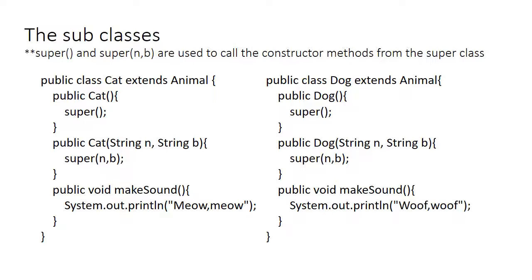Public cat, the other constructor, and public dog, the other constructor, the one with 2 arguments, uses super as well, and it uses the other constructor within animal. Finally, you'll notice that cats and dogs make a different sound than animals, so make sound is a very different method.